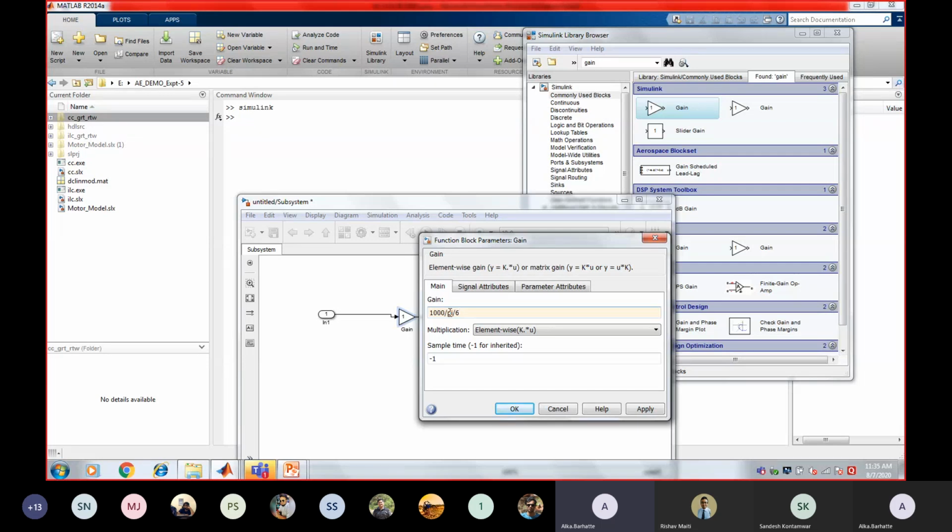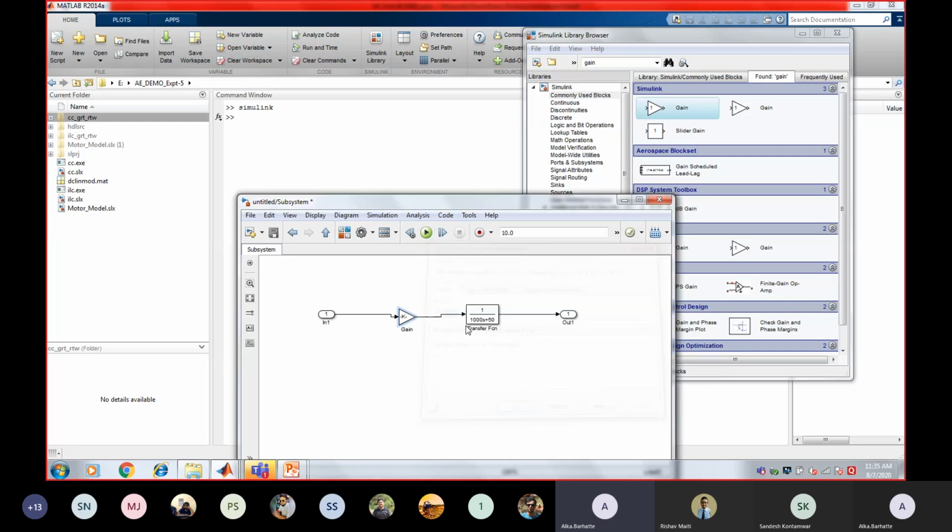Okay, so the same thing can be represented as 6000 by pi. Instead of 1000 by pi by 6, I'm writing that as 6000 by pi. Apply that. So the gain will be set to 6000 by pi. And this is representing your subsystem, that is the vehicle model. So this is my vehicle model.